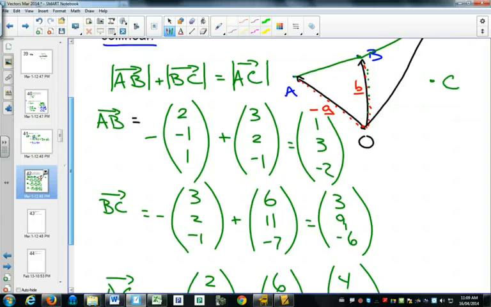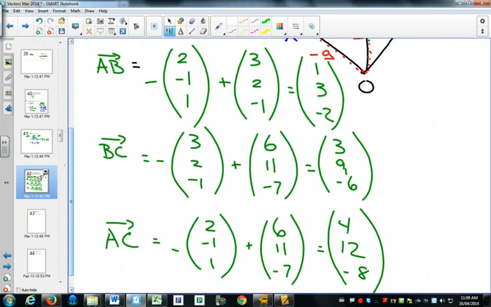Another thing you can do to check if your vectors are right, just with our vector addition before: does it make sense that if I add AB plus BC, even if they're not collinear, if you go from A to B and then go from B to C, that should always equal A to C as far as vector addition works? And if we look at our answers from A to B and B to C here, 1 plus 3 is 4, 3 plus 9 is 12, and negative 2 plus negative 6 is negative 8. So it's another way I can check along the way to make sure that my position vector addition and my actual vectors are correct.